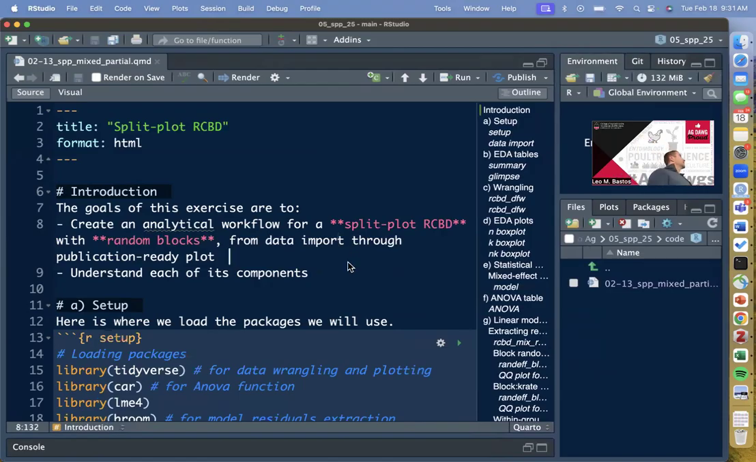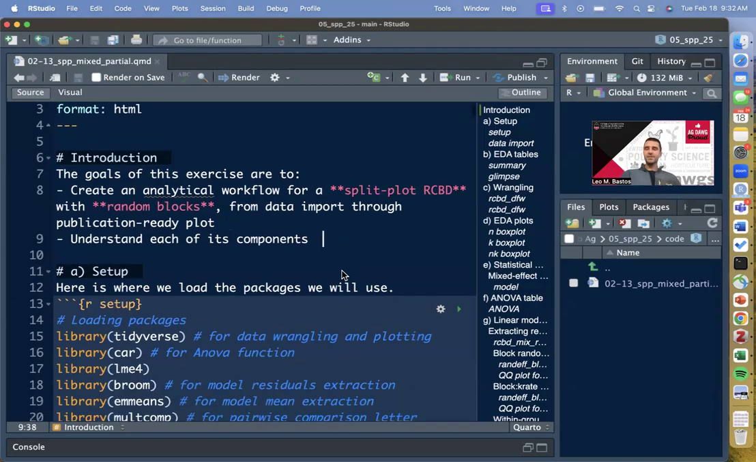Okay, so the goal of this exercise, which we're going to finish today, is to create an analytical workflow for a split plot RCBD with random blocks, starting from importing the data, doing EDA, wrangling, running the model, checking assumptions, extracting model parameters, and then finally exporting something to file like a publication-ready figure. And through that process, we're going to talk more about each one of the components of this analysis, especially those that are a little bit different for this split plot case.